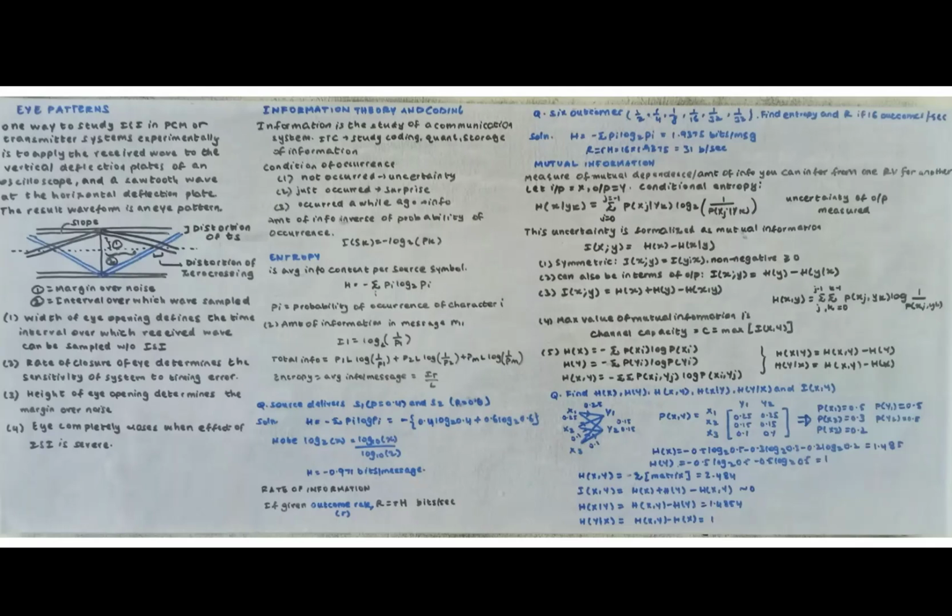The rate of closure of the eye determines the sensitivity of the system to timing error. The height of the eye opening determines the margin over noise, and the eye completely closes when the effect of ISI is very severe. That's it for that module.